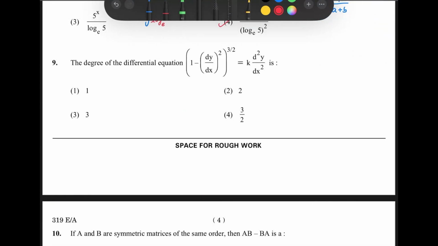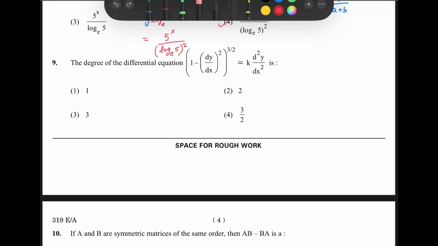Question 9 is saying find the degree. What is degree? Degree is the power of the highest derivative, and the power should be in terms of natural numbers. This is not a natural number, so here 3 by 2 is not a natural number.